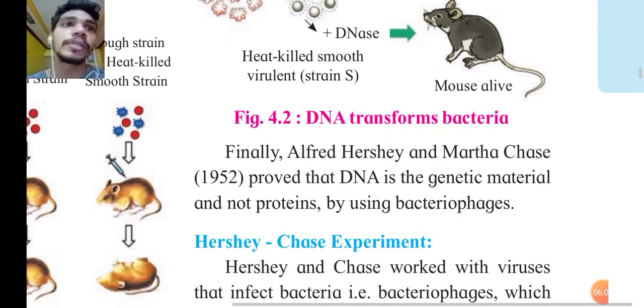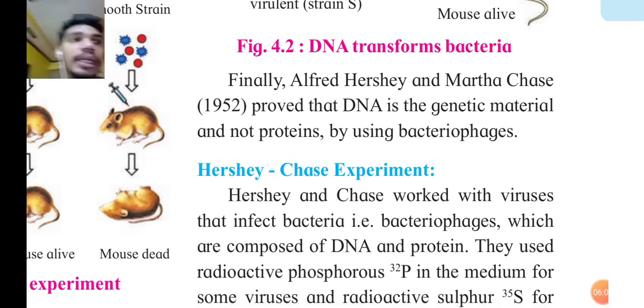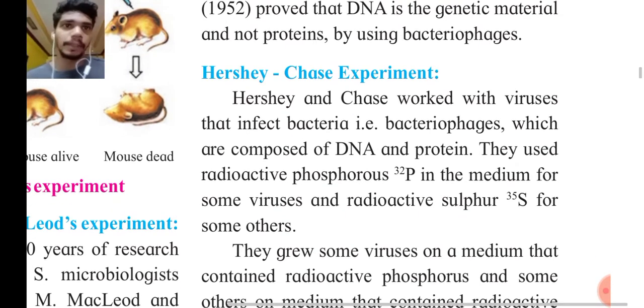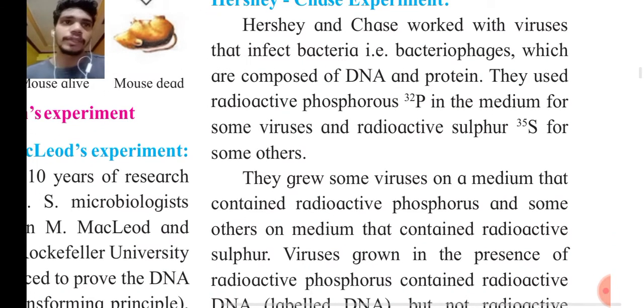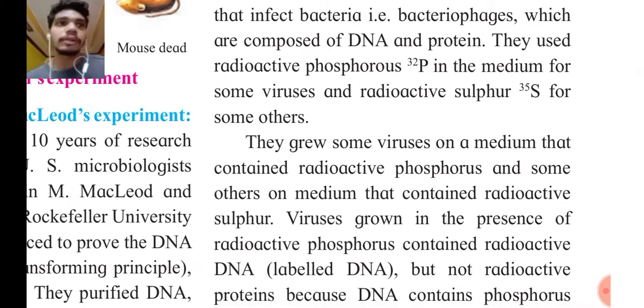So DNA transformation of bacteria; here is the DNA transformation of bacteria. Okay, so we were about to see that Hershey-Chase experiment. Hershey and Chase worked with the viruses that infect bacteria, that is bacteriophage, which are composed of DNA and protein. They used radioactive phosphorus P32. See, the benefit of using radioactive phosphorus is that wherever it is, they could mark it. That is the benefit of radioactive. And which radioactive did they use? Sulfur and phosphorus, they used as radioactive.